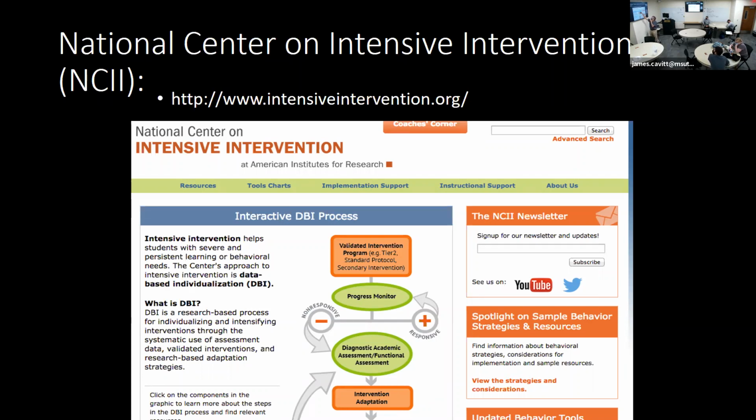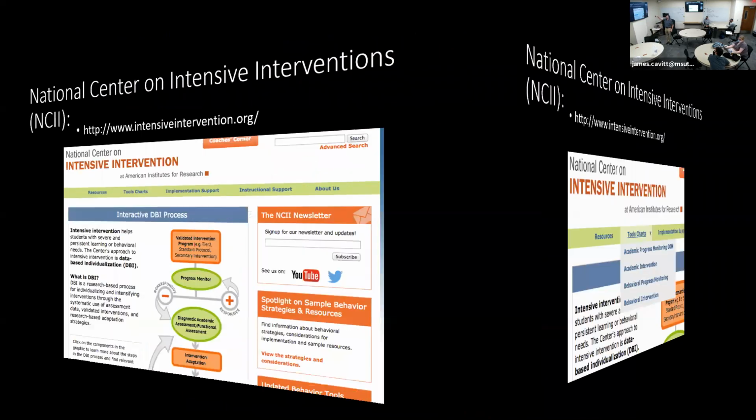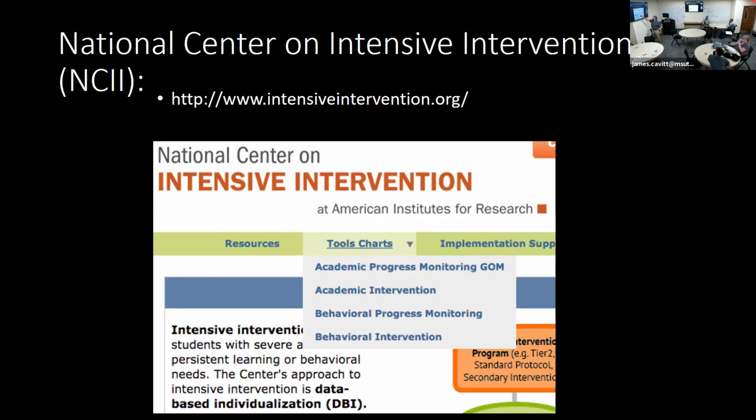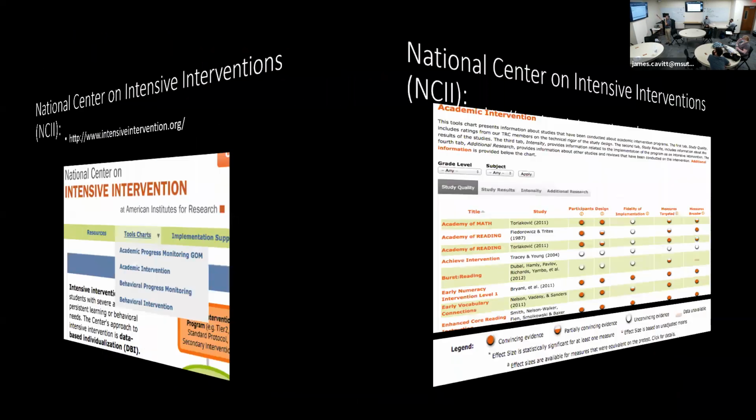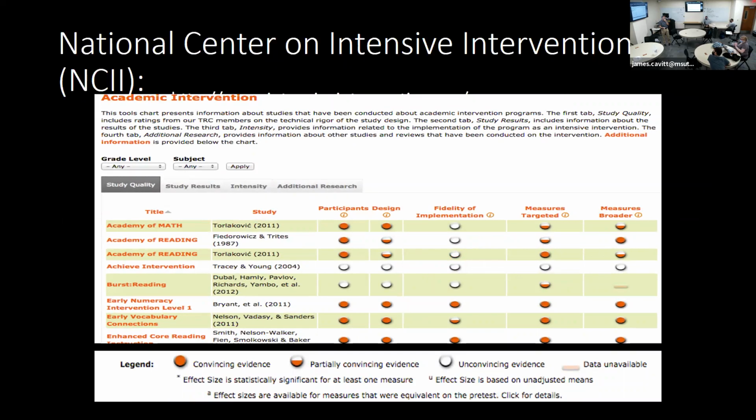But if you look up here at these, this takes you to the things. This little one right here is tool charts, which takes you to the different tools that you could use for academic, behavioral, etc., for progress monitoring and academic intervention or behavioral intervention. And then it comes up like this. If you've ever seen a consumer report, a filled-in dot means that's good. An empty dot means bad, right? A half-filled dot means sort of okay.